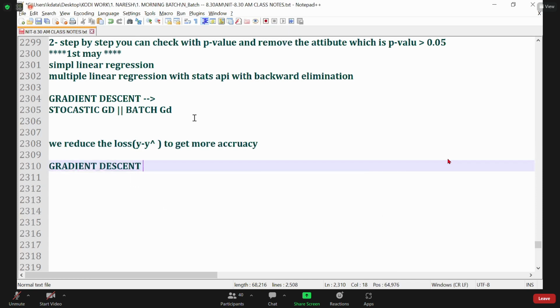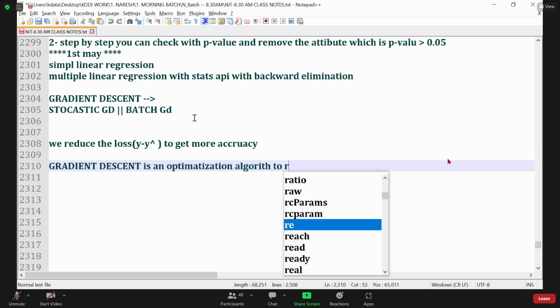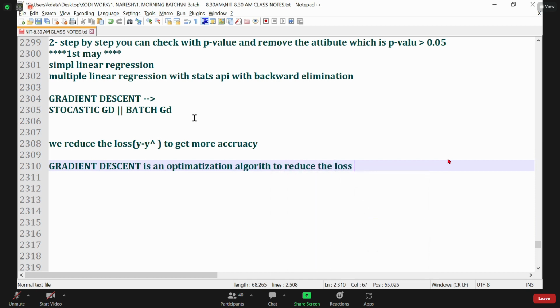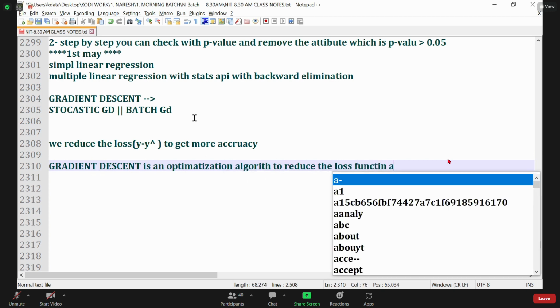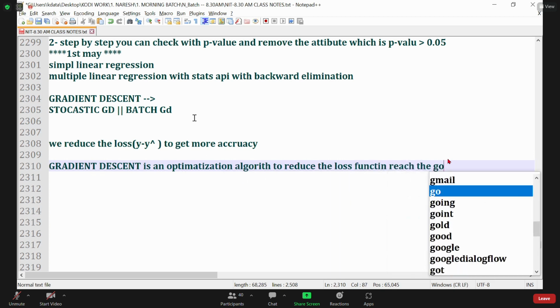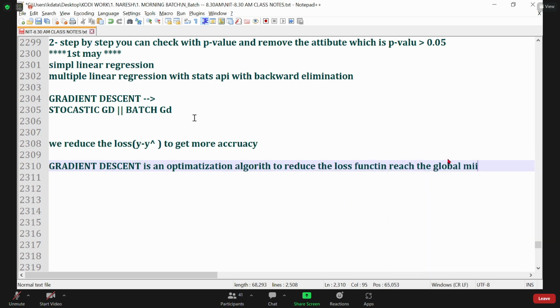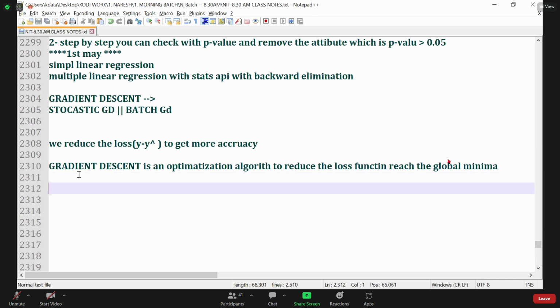Gradient descent is an optimization algorithm to reduce the loss function and reach the global minimum. This is very important, guys.